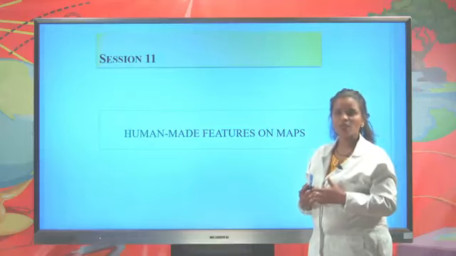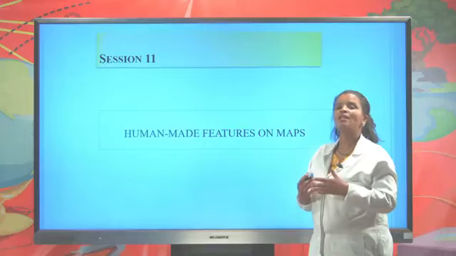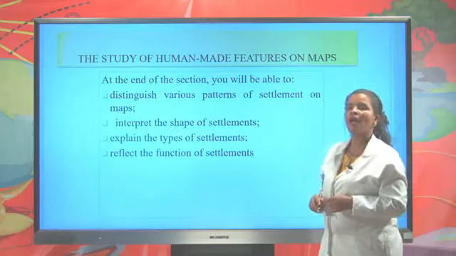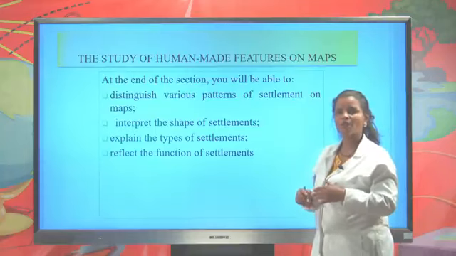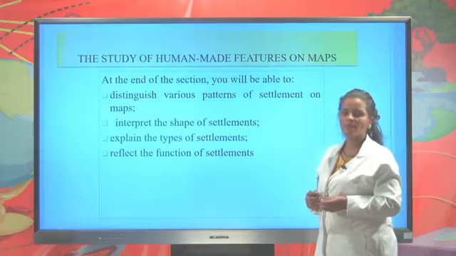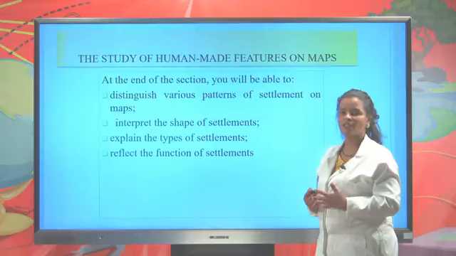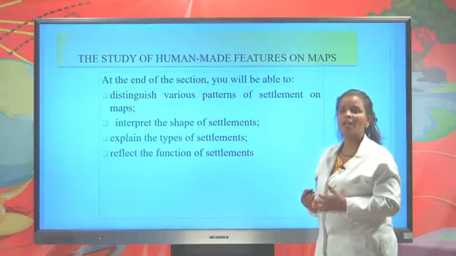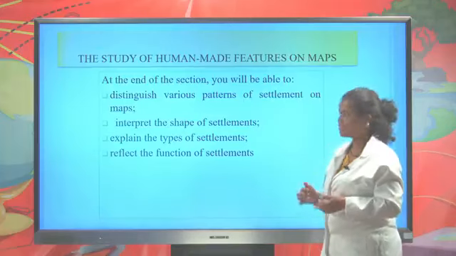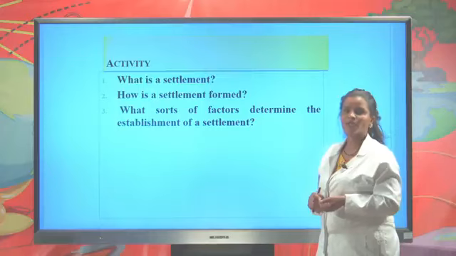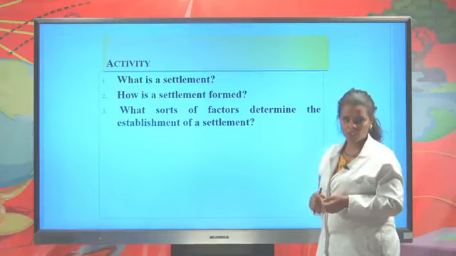So students, today we will learn about human-made features on a map. At the end of this section, you will be able to distinguish various patterns of settlement on the map, interpret the shape of settlement, explain the type of settlement, and reflect the function of settlement. This is the objective of the lesson. Before proceeding to the topic, students, please think about this question.